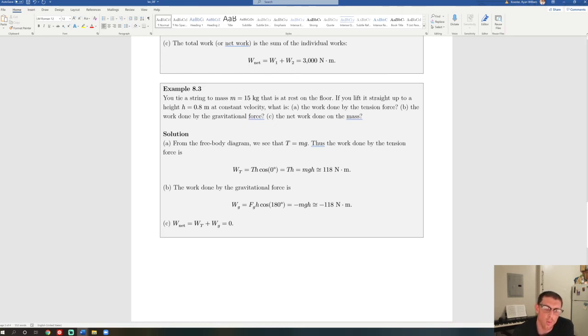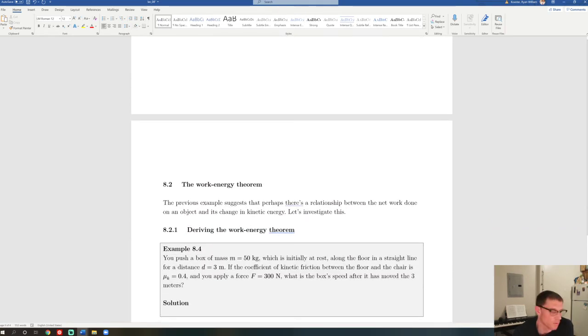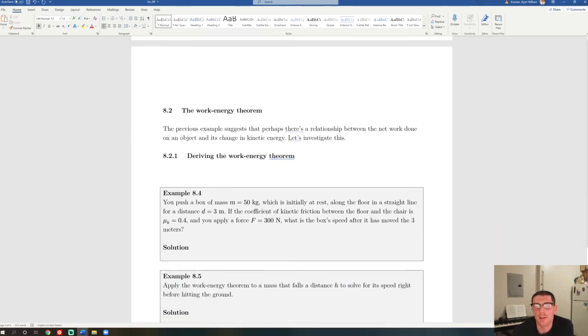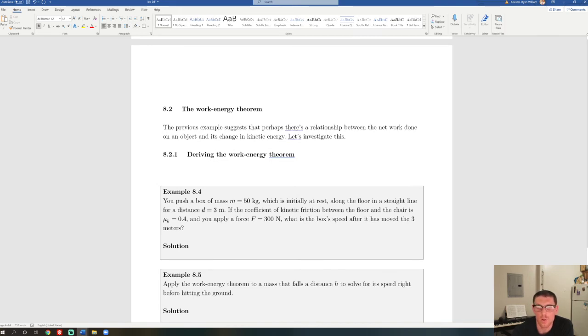And so we might be thinking, well, hey, maybe there's some relationship between the net work done on the object and the change in kinetic energy, because in this example both of those things were 0. And indeed there is. I wouldn't be saying this if there was not. So let's derive the work energy theorem. I'm not going to state it just yet. I'm going to derive it, and then we will have it stated after the derivation is complete.